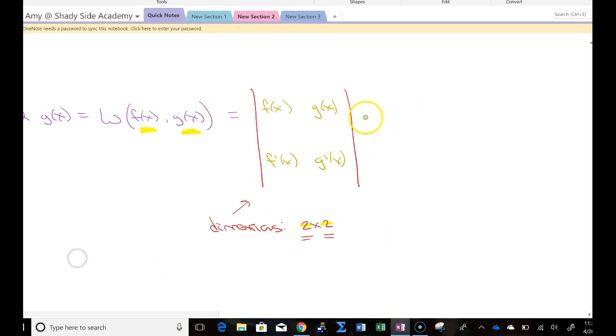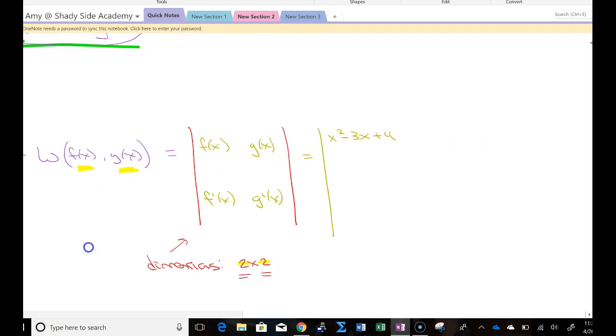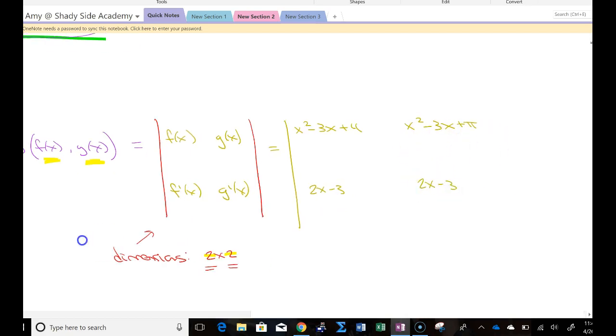This is the determinant of, all right, f of x is x squared minus 3x plus 4. g of x is x squared minus 3x, is it plus pi? Did someone catch me there? Minus pi, plus pi? Okay, plus pi. Very good. f prime is 2x minus 3. g prime is 2x minus 3.